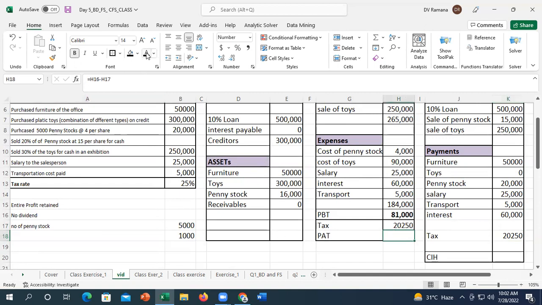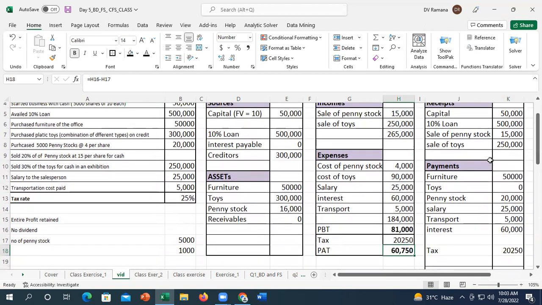PBT minus tax is PAT. And whenever there is a PAT, there is a decision to be taken. The company has to decide what to do with this PAT, whether to distribute it as a dividend or to retain it as a profit. Here it is already given that the company has decided to retain the profit. So dividend is 0. If the dividend is 0, of course, you are not required to write anything, but for the sake of discussion, I'm showing dividend is 0, no payment.